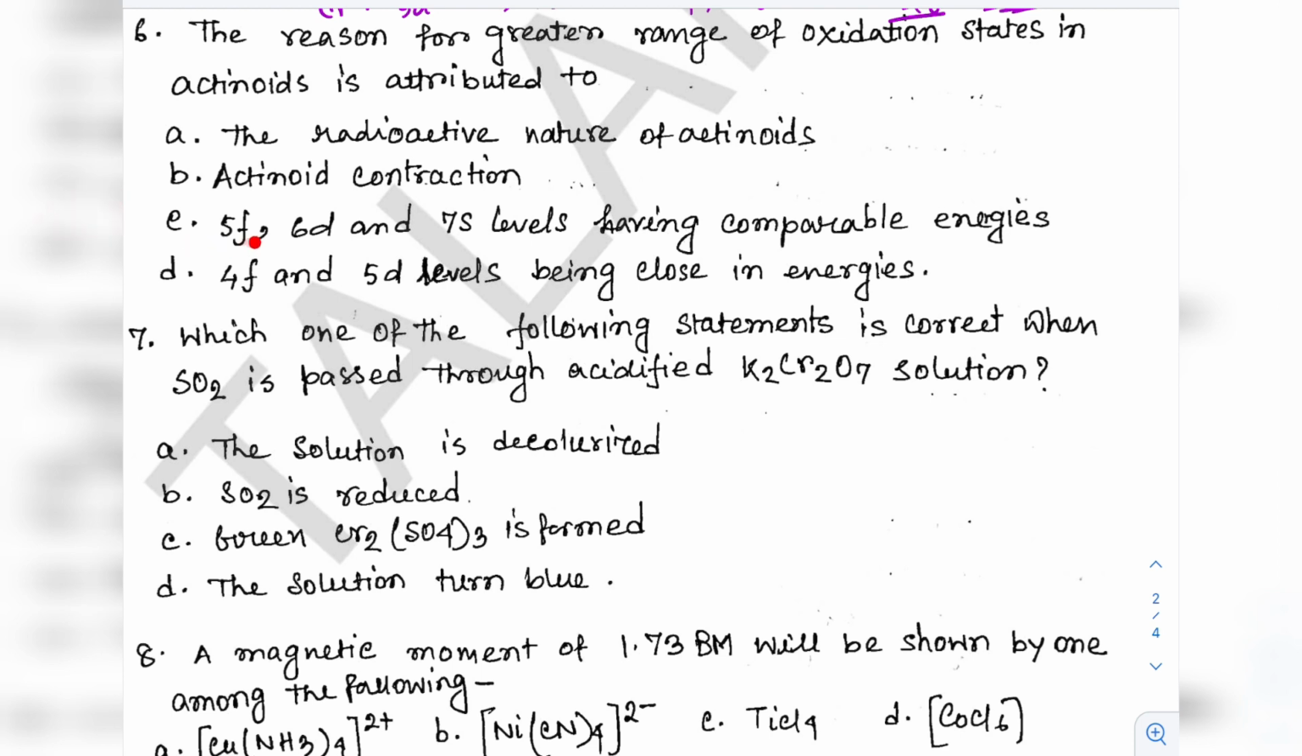In actinoids, it is 5f, 6d and 7s. Lanthanoid is 4f, but it is 5f in the case of actinoids. So option C is the correct answer.